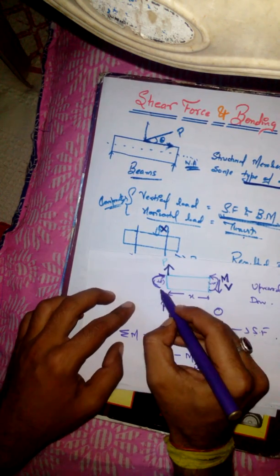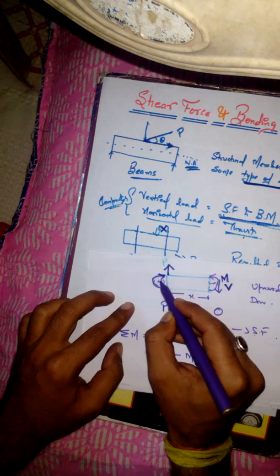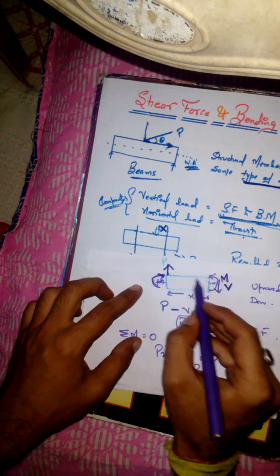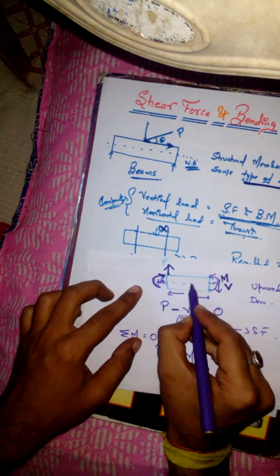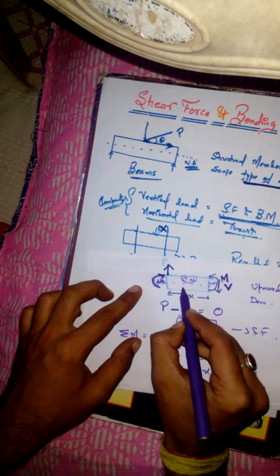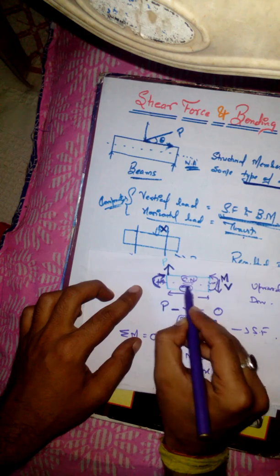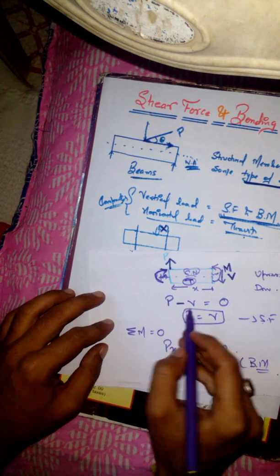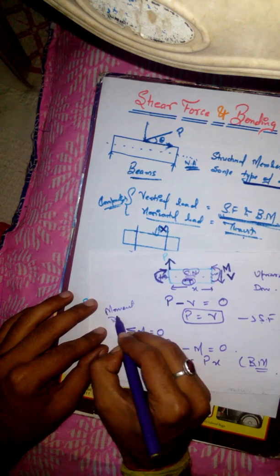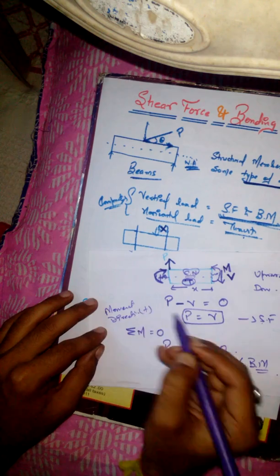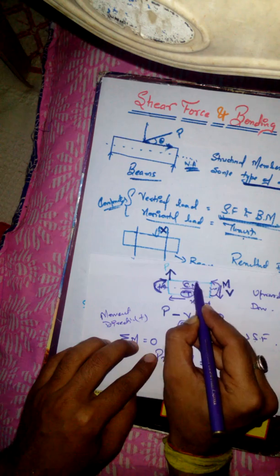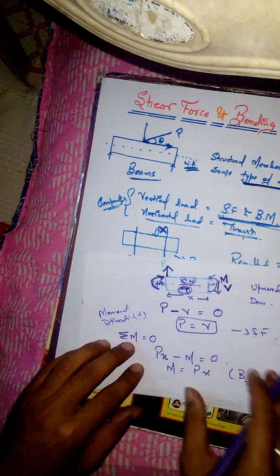The criterion for taking the moment as positive is not the clockwise direction. It is that the upper portion is in compression and the lower section is in tension. When this situation arises, the moment should be taken as positive, that is when the upper portion is in compressive nature and the lower portion is in tensile nature.